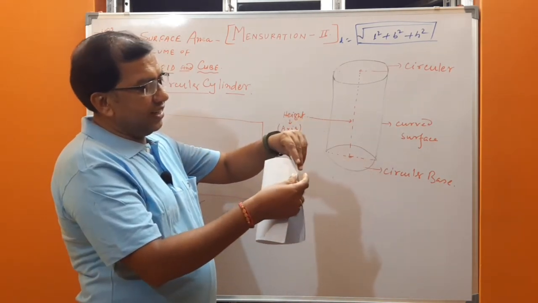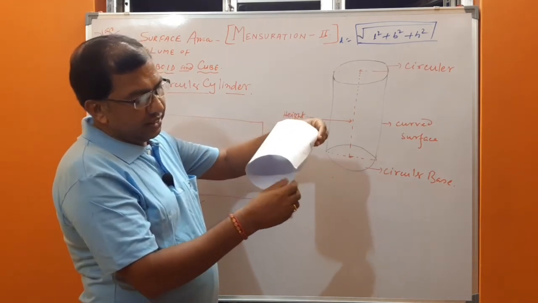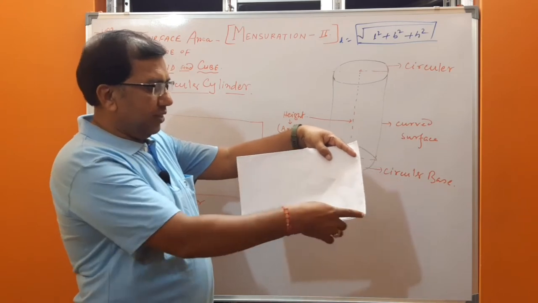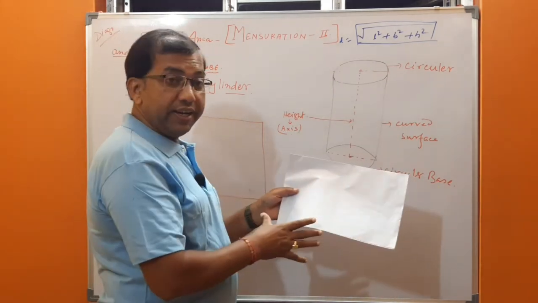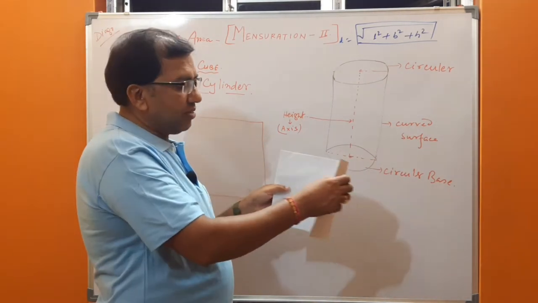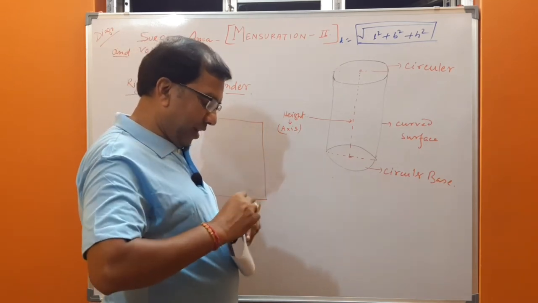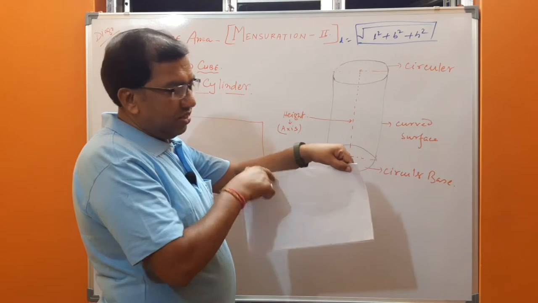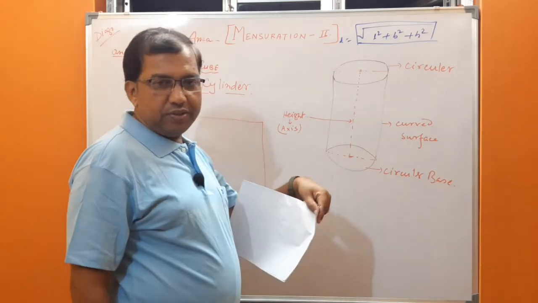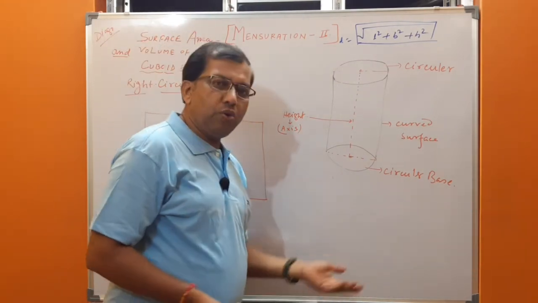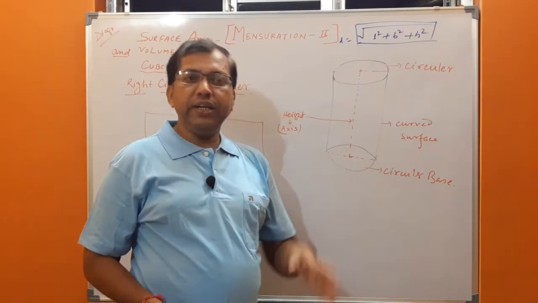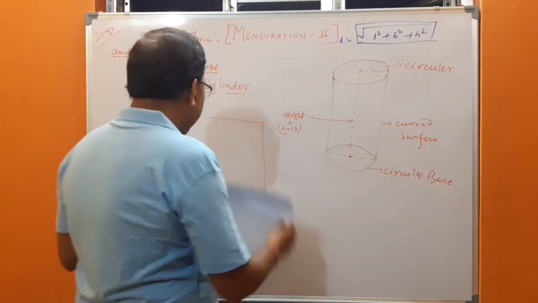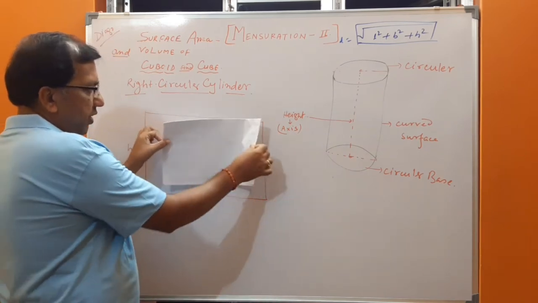The circle, the circular part, this is 2 pi r. The length is 2 pi r here, and 2 pi r into h gives the curved surface. It will be easy for you when I write the formula. This is the 2 pi r and this is the h. The breadth is the height, the length is the circular perimeter, 2 pi r. And you know the area of the circle is pi r square, the perimeter is 2 pi r. In this way the right circular cylinder is formed. You will rotate it in this way around the center.